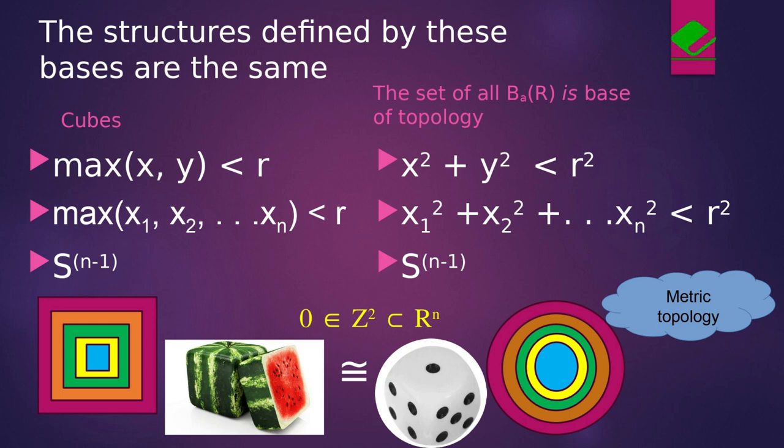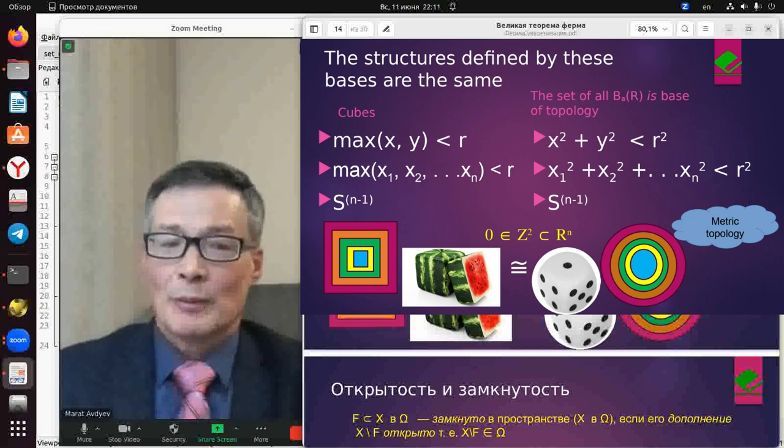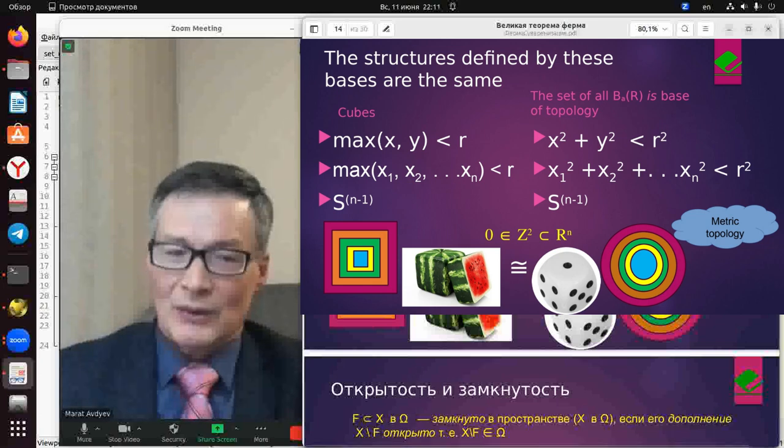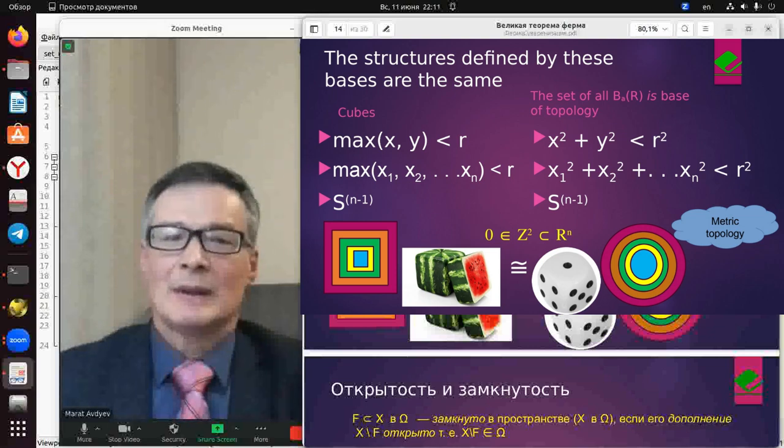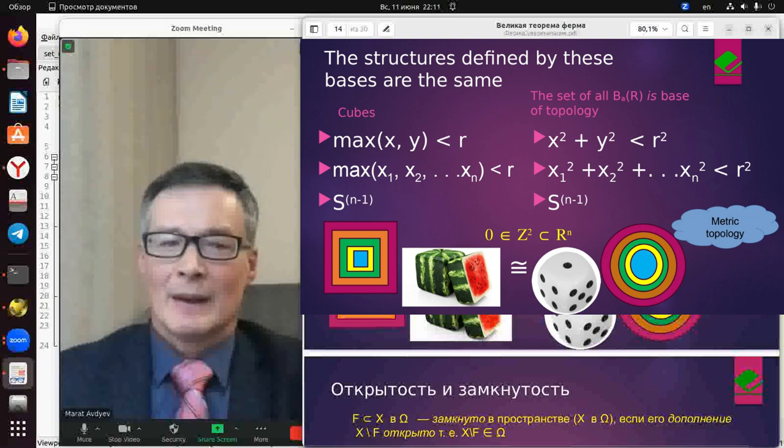It is not by chance that there is a sign of homeomorphism of figures here. The structures defined by these bases coincide. They say that metric topology is defined here, and we have obtained a metric space. So a ball and a cube are the same, only slightly deformed in topology. Compare this cubic watermelon and rounded cube.